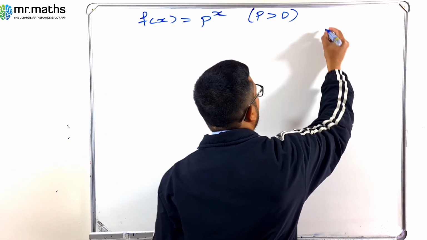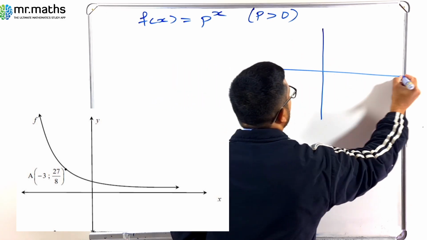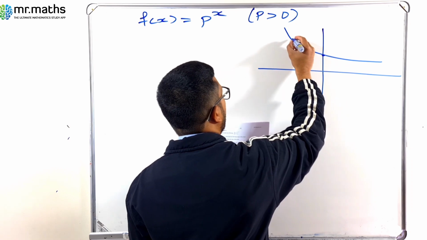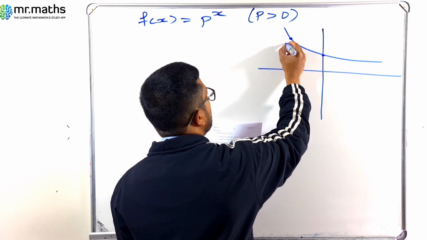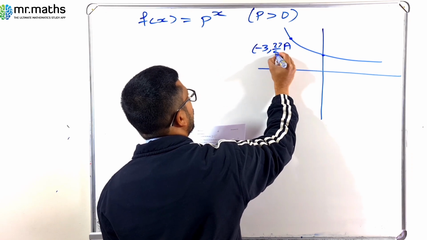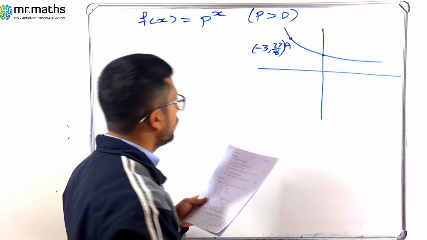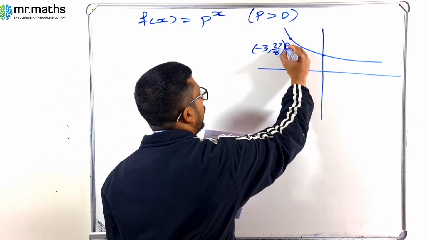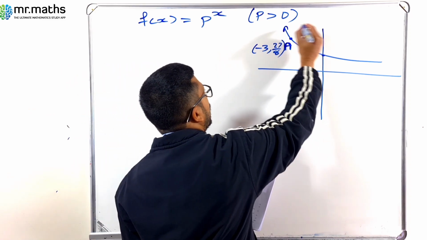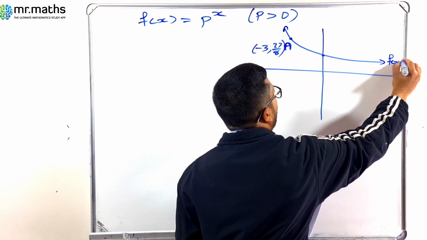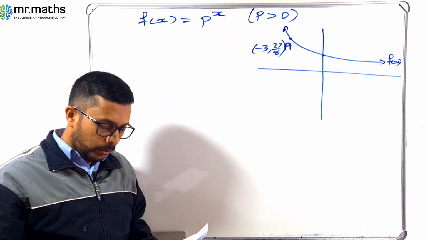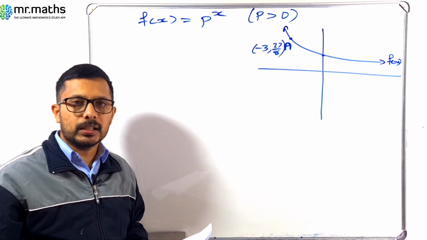So there is a graph sketched like this, and there is a point here given, that is A, and that is (minus 3, 27 over 8). This is the point A, and that one is f of x. F of x is p raised to x. Now based on that one, we have to answer the remaining questions.